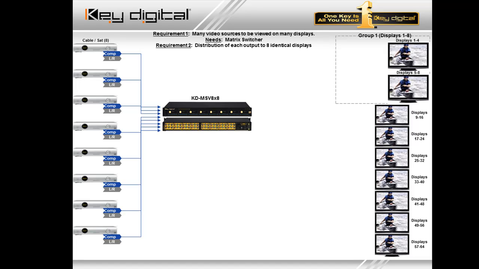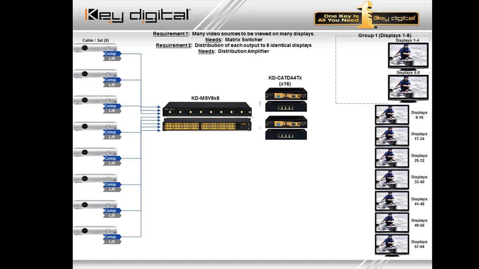Requirement number 2, this is again that custom curveball, if you will, where we don't want to go to each of these 64 displays directly. Instead, they want to go first using one of the 8 outputs of the matrix switcher, because again, we're only using the 8x8 here, not the 8x64. We're going to go output to some distribution amplifiers. In this case, we're going to be utilizing the KD Cat DA4TX for 2 reasons.